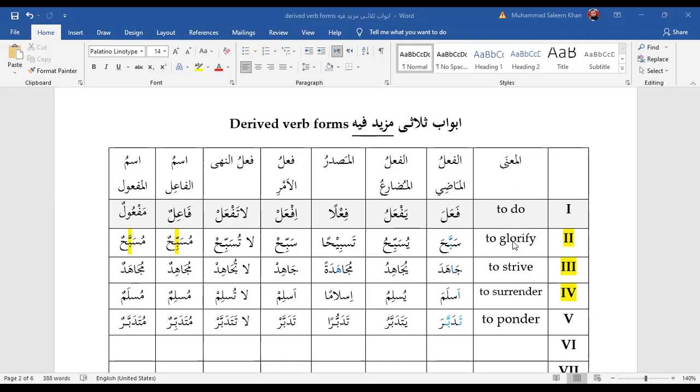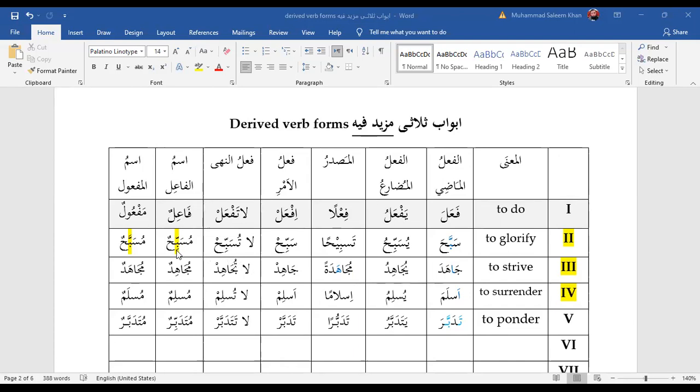Similarly, when we get into the second form of the verb, we can see there that there is an addition of tashdid. So it was sabaha, and with the addition of tashdid, it has become sabbaha. And as we have seen, since there is an addition of extra letter or extra vowels, there will be addition to the meaning as well. So sabbaha, yusabbihu tasbihan, to glorify. Fi'l al-amr will be sabbih, and fi'l al-nahi la tusabbih.